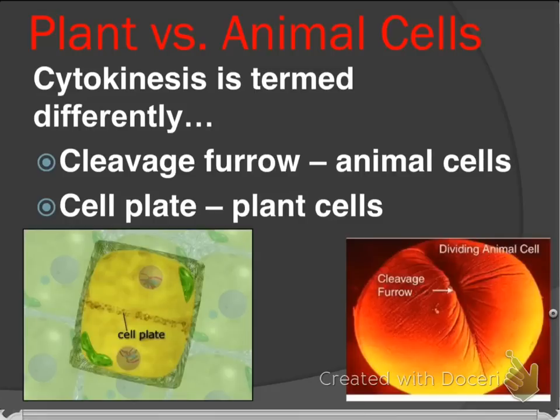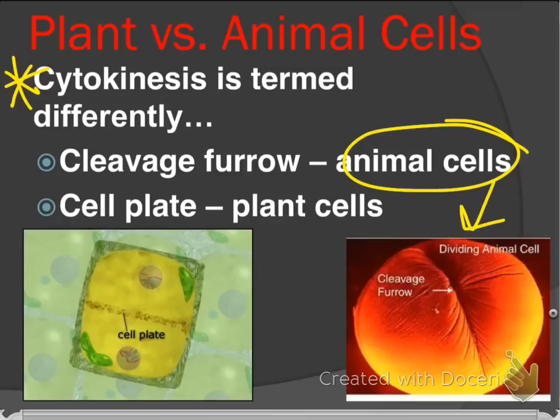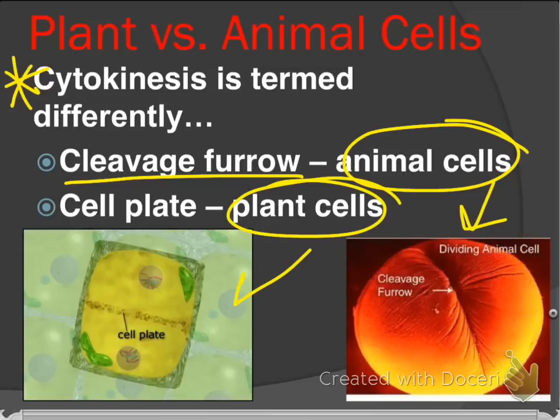All right, so plant versus animal cells. So how are they different? How are they the same? So it's just termed differently, and this is just the term cytokinesis. So this is when they split. So in an animal cell, it's called a cleavage furrow. In a plant cell, it's called a cell plate. And this should be easy to remember: cell wall, cell plate, both something solid.